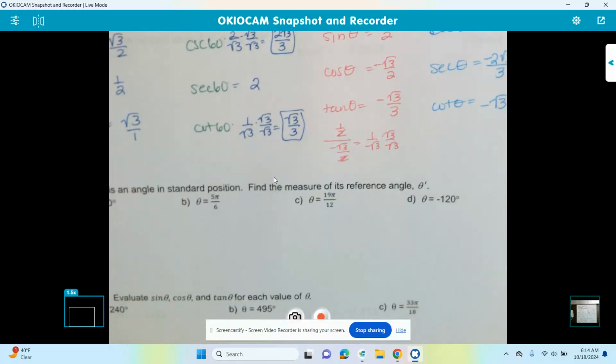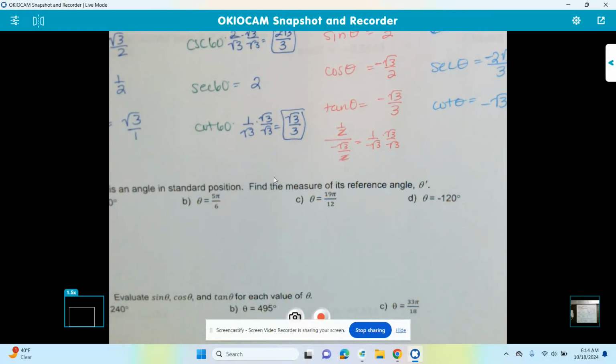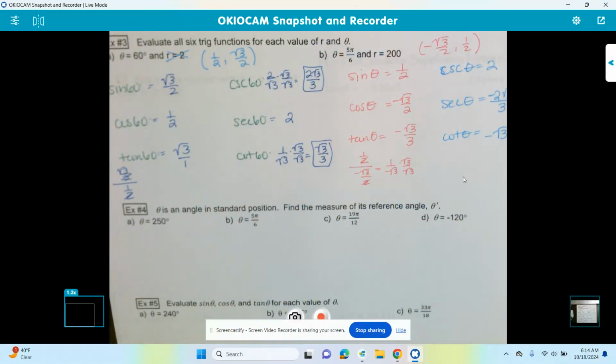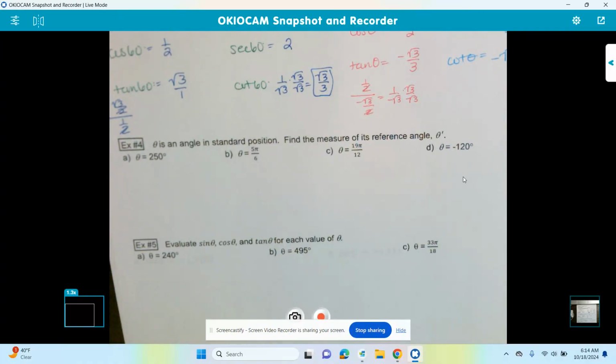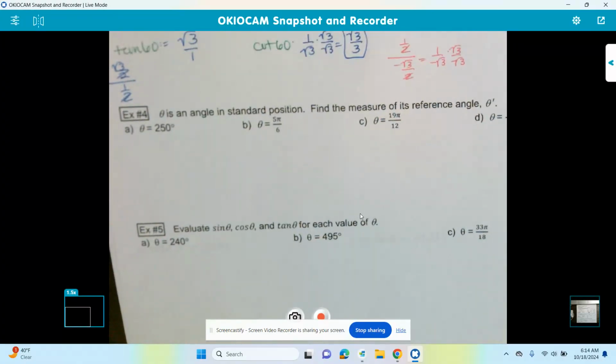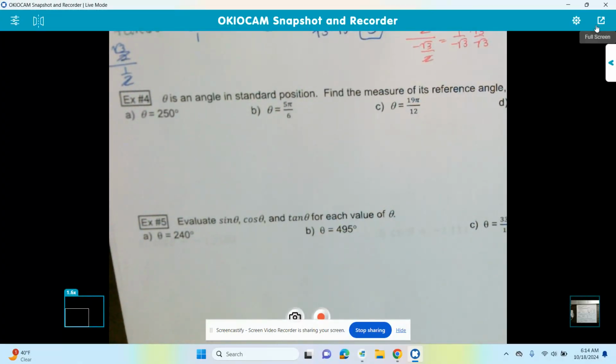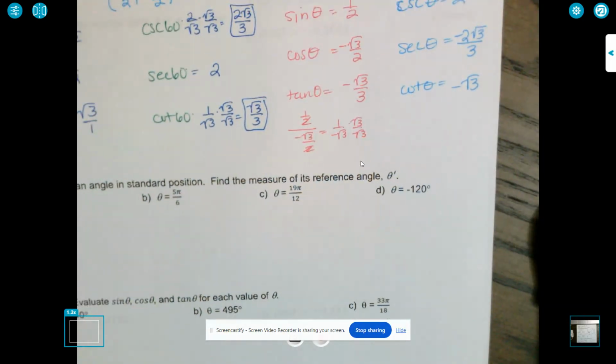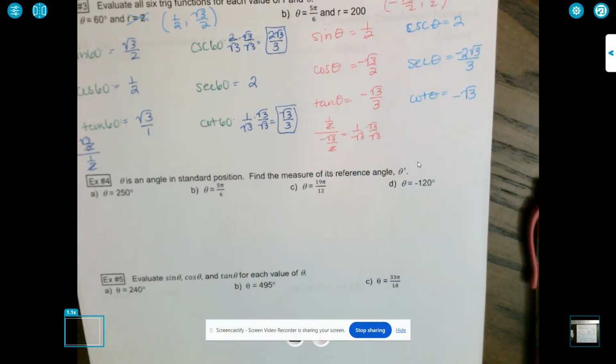Example number 4 is kind of a throwback example. Trying to just find standard position here. Okay, so it's 250 degrees in standard position.